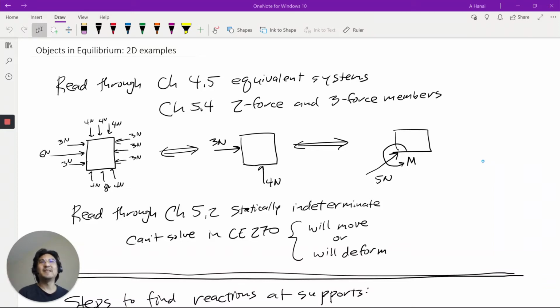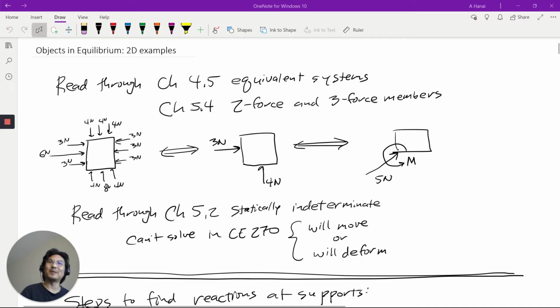Okay, so in this video we're going to be talking about objects in equilibrium. I'll let you read through chapter 4.5 on equivalent systems. It's basically like you've got a bunch of forces acting on an object. You can always reduce it down to less, like one in the x direction, one in the y direction. If you can reduce an equivalent system down to only two forces, then it's called a two-force member.